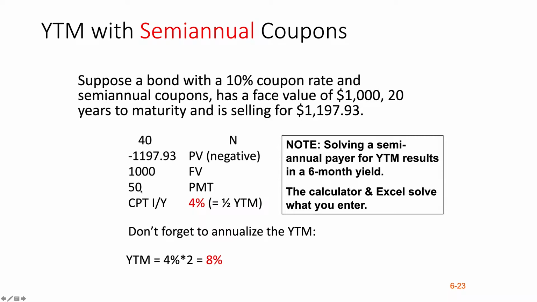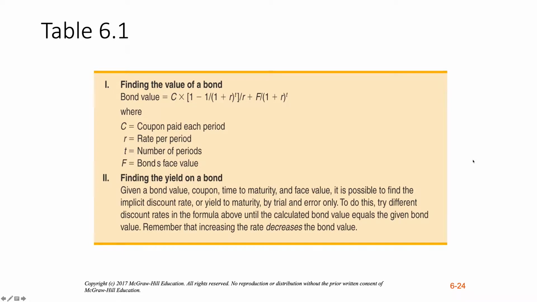Now, for yield to maturity, you have to solve it. Your result is 4%. But here the 4% is only half of the yield to maturity. Don't forget to annualize it. How do you annualize it? You times 2, simple APR. 4% times 2 is 8%. So the annual yield to maturity is 8%, okay? So this is how you do the semi-annual payment. Here is a summary of the bond formula. We are definitely going to use the financial calculator to do it. It's much, much easier than the mathematical formula.